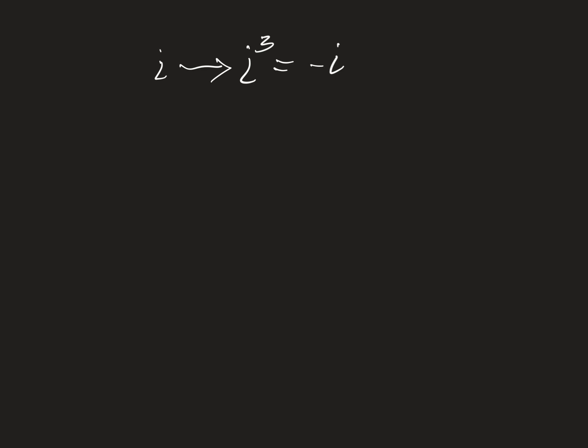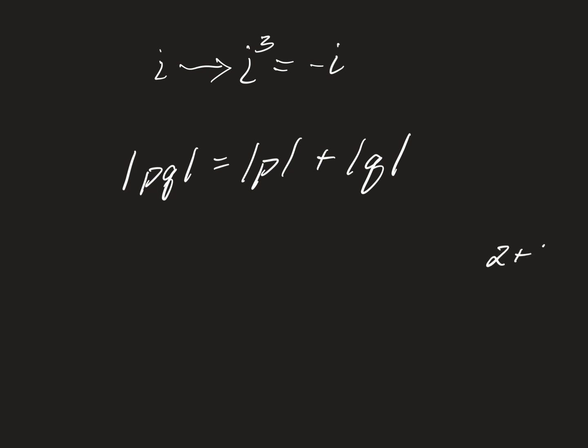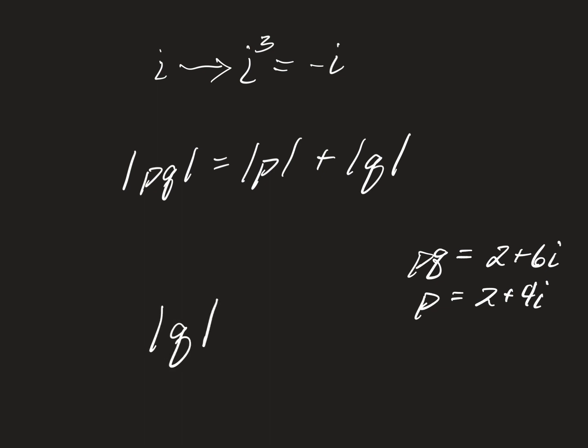Another problem, because this property holds, another type of problem that they do is they'll tell you that the product is 2 plus 6i, okay? So they say PQ equals 2 plus 6i. And then they'll say P is something like 2 plus 4i. So the question then becomes, what's Q? Or they'll say, what is the modulus of Q? So they ask questions like this: what is Q, or what is the modulus of Q?